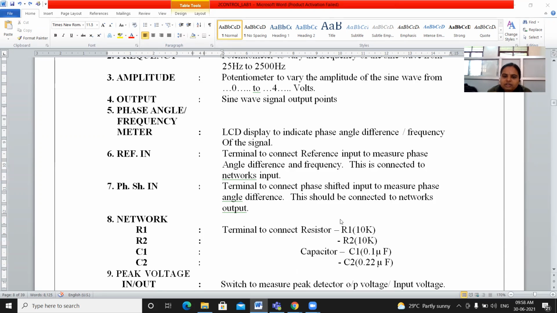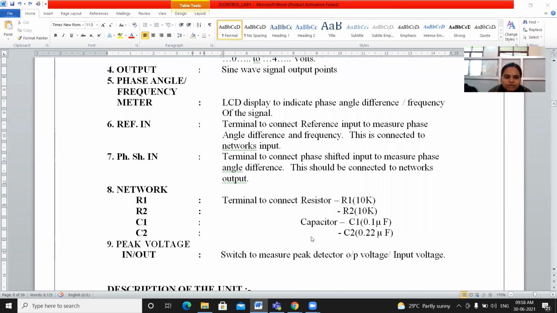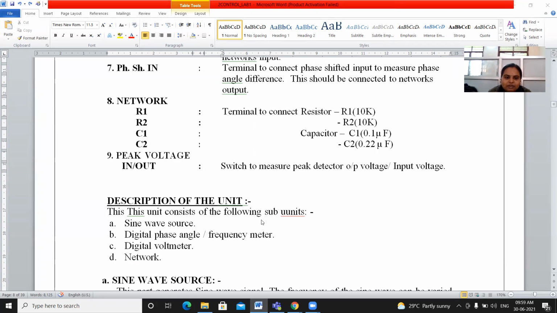The network consists of resistors, both with a maximum of 10K, and capacitors: C1 is 0.1 microfarad and C2 is 0.22 microfarad. The peak voltage of input and output measures, using the peak detector, the output voltage or else the input voltage. These are all that the control panel consists of.